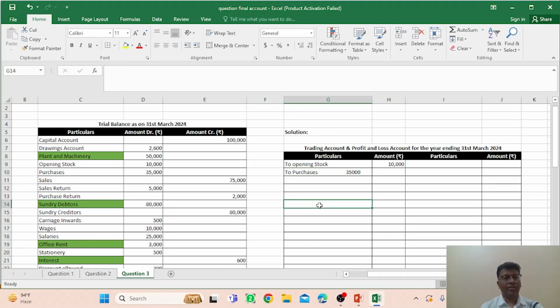right? And sales, next item is sales. So by sales, that is 75,000. Now you have to subtract the sales return and purchase return respectively from sales and purchase. So sales return is rupees 5,000.